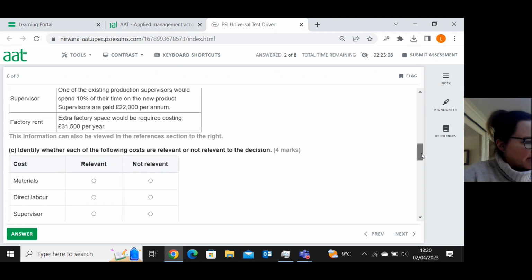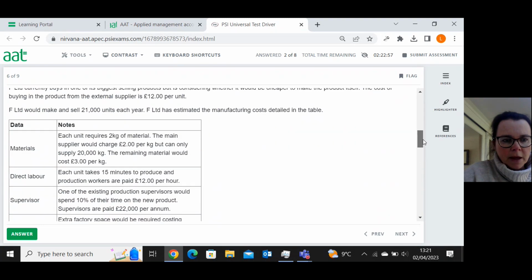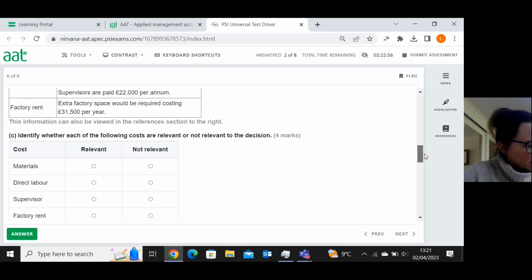Right, so part C. Bear with me a second. Just getting the answers so that I can check as I go along, I don't want to tell you the wrong thing. Here we go. Identify whether each of the following costs are relevant or not relevant to the decision.